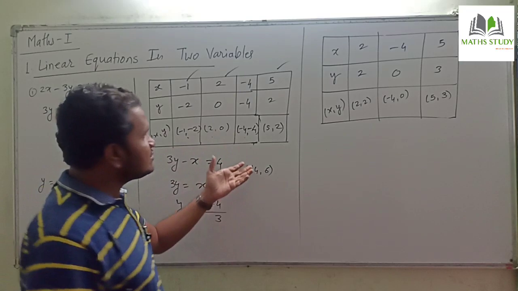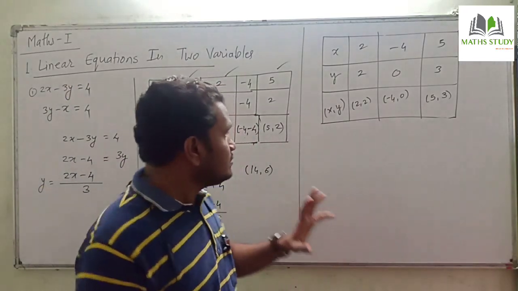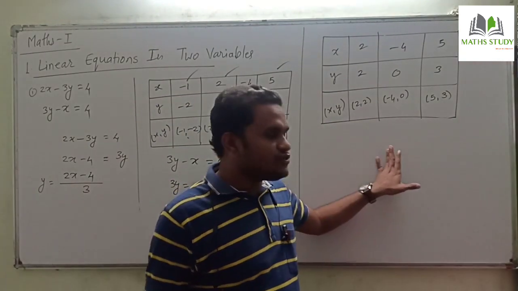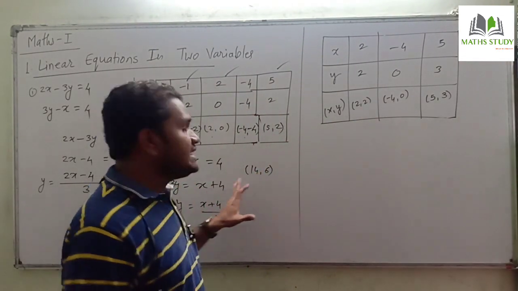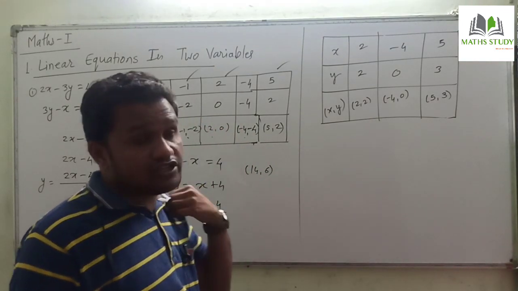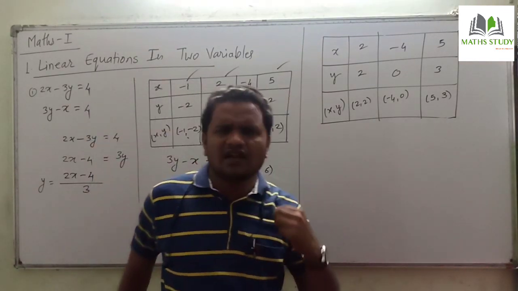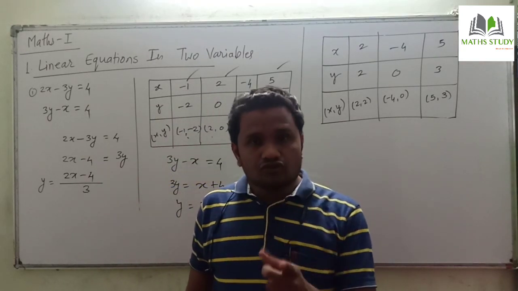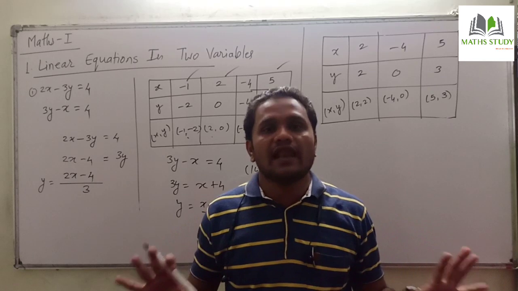So in this way, we got 1, 2, 3 points. You may take any 3 points; 3 points are sufficient. In this way, you have to plot these points, similarly to how we plotted the earlier question. Now, here I am not going to draw the graph on this board, but in the video you are going to get the solution. I will give you the solution showing how your lines will look.